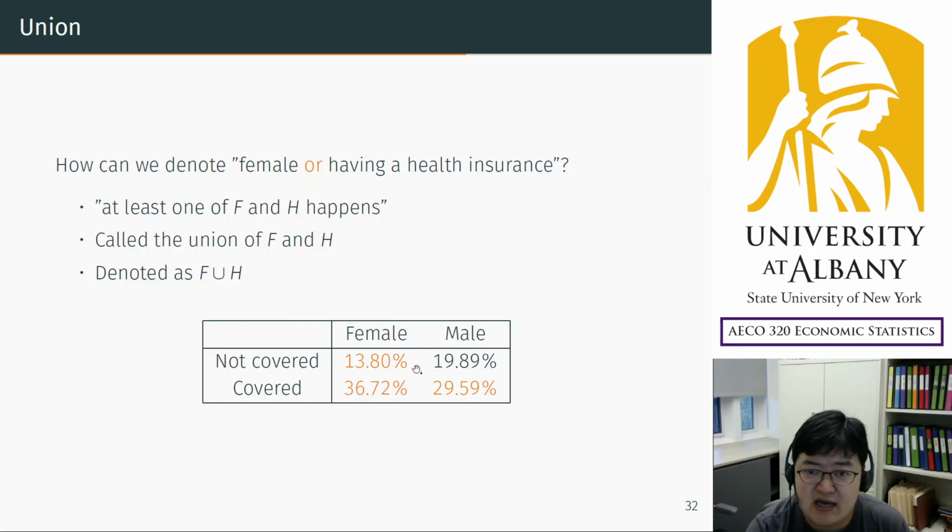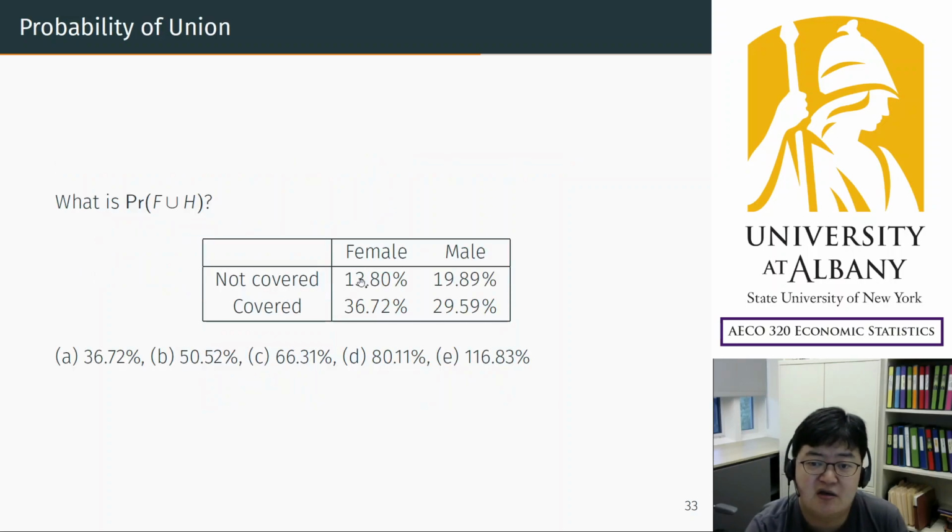So as you can see clearly, those people, the colored types, satisfy at least one of the two conditions, female or health insurance. And this excluded type fails to satisfy both of them, does not satisfy any of them, right? So they are excluded. As a result, the probability of this union can be calculated from those three outcomes.